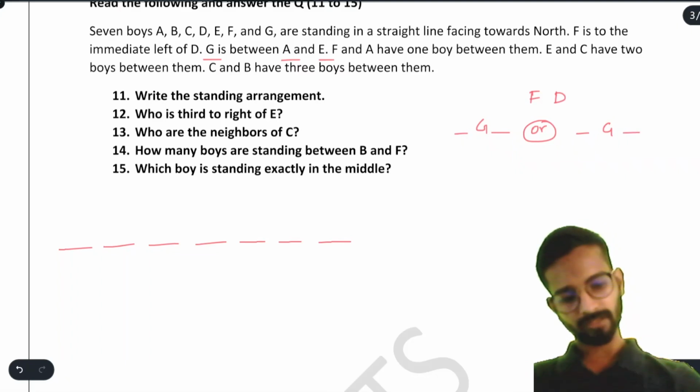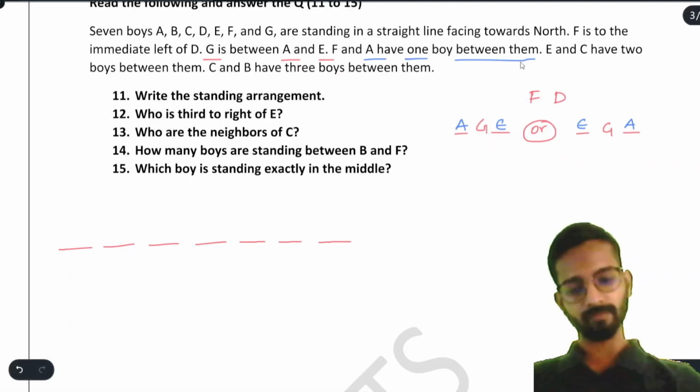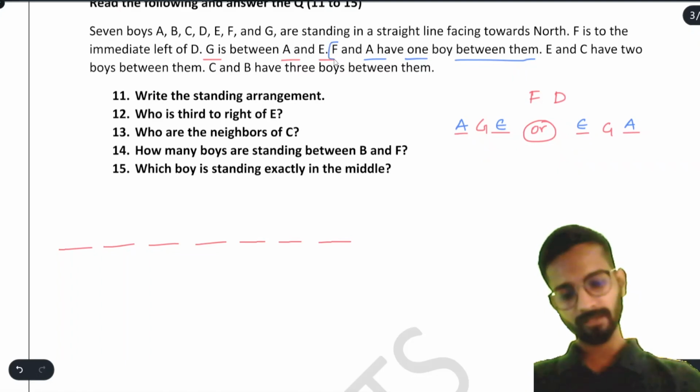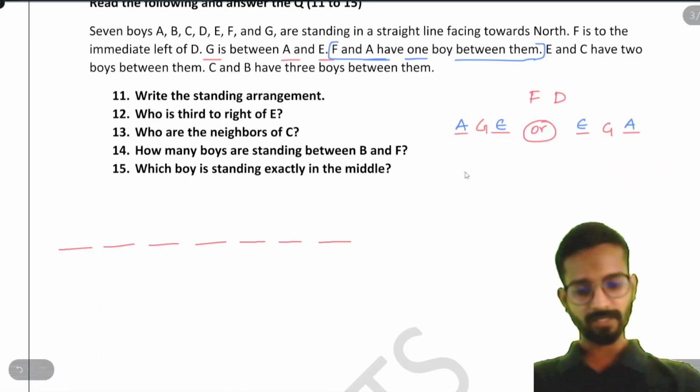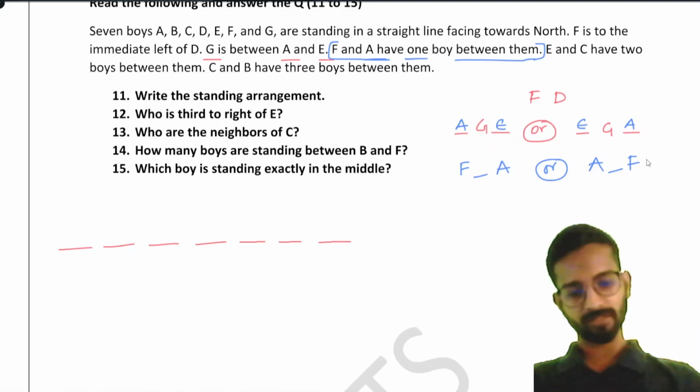I am saying that between A and E, it can be A, G, E, or it can be E, G and A. It can be any of the possibility. Then understand this. F and A have one boy between them. So either it can be F, that boy, and A is here, or A, boy, and F can be here. Understood?